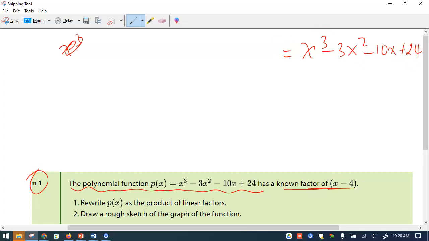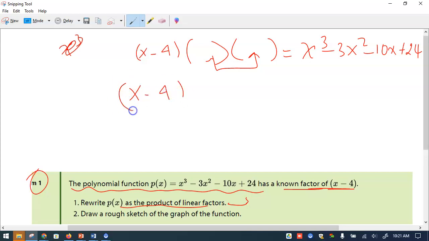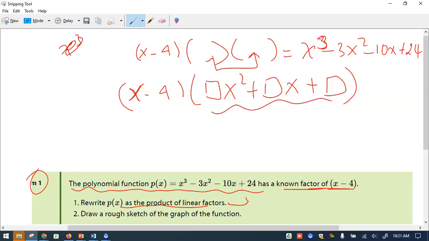One of the factors is x minus 4, but we don't know what the other ones are. So the question is, how do we factorize this? What are the other two factors? We need to know there are actually 3 of them here. At least we know x minus 4, and because there is a cube, the other factor has to be x squared plus something x plus some number, and this is what we are going to find. So how do we do this?